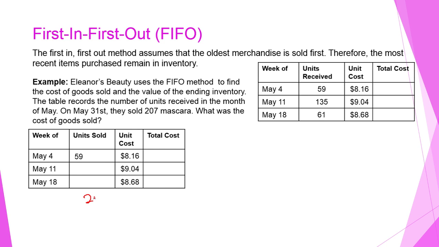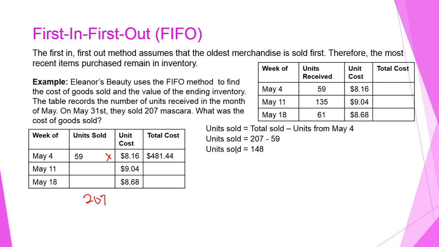Alright, so let's find the total cost. All you have to do is multiply those two numbers together. We get the total cost to be $481.44. Next, we need to figure out if we already sold 59 out of the 207, how many more are we supposed to have sold? So we subtract. 207 minus 59 gives us 148.